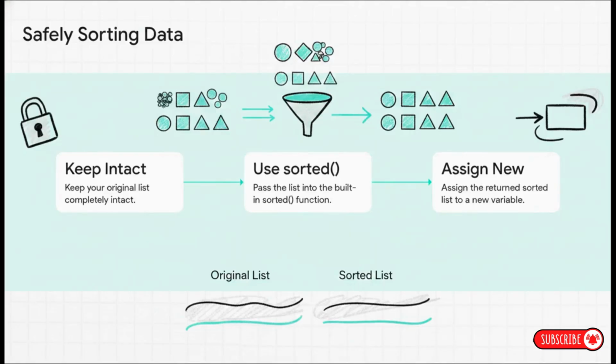But hey, quick heads up here. While calling .sort is super easy, it alters your list permanently, right in place. Actually, a lot of the time, your business logic dictates that you absolutely cannot mutate the original source data. So what do you do? You use the built-in sorted function instead. By passing your list into sorted, Python hands you back a brand new, perfectly ordered list, leaving your original, messy sequence completely untouched and safe.